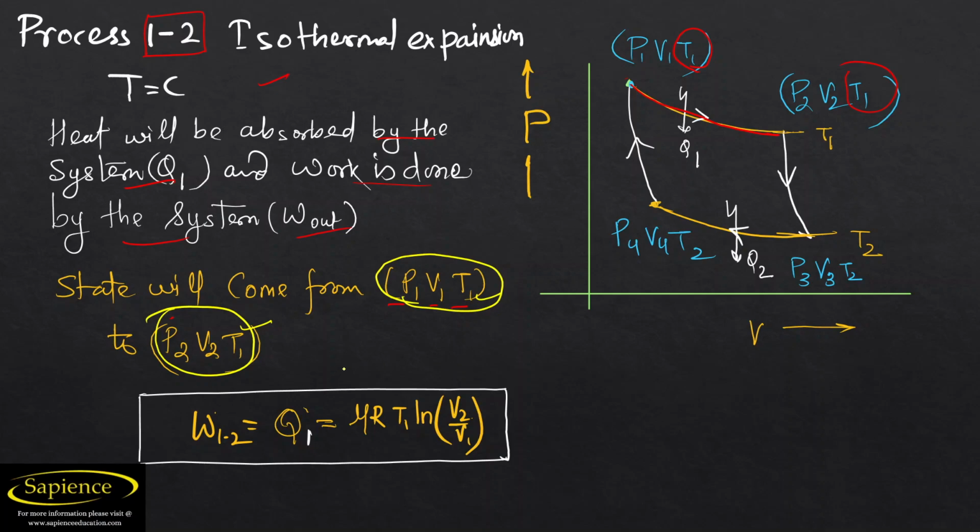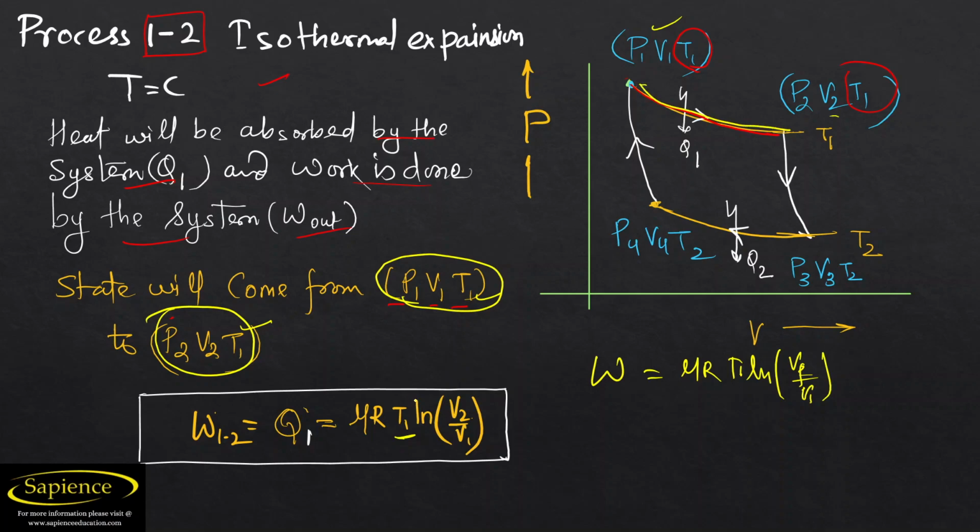As we have already derived for the isothermal process, work done is equal to mu R T ln of V final over V initial. Here the final volume is V2 and the initial volume is V1. So work done from 1 to 2 is equal to Q1, that is equal to mu R T1 ln V2 over V1, because temperature remains constant and our temperature is T1.